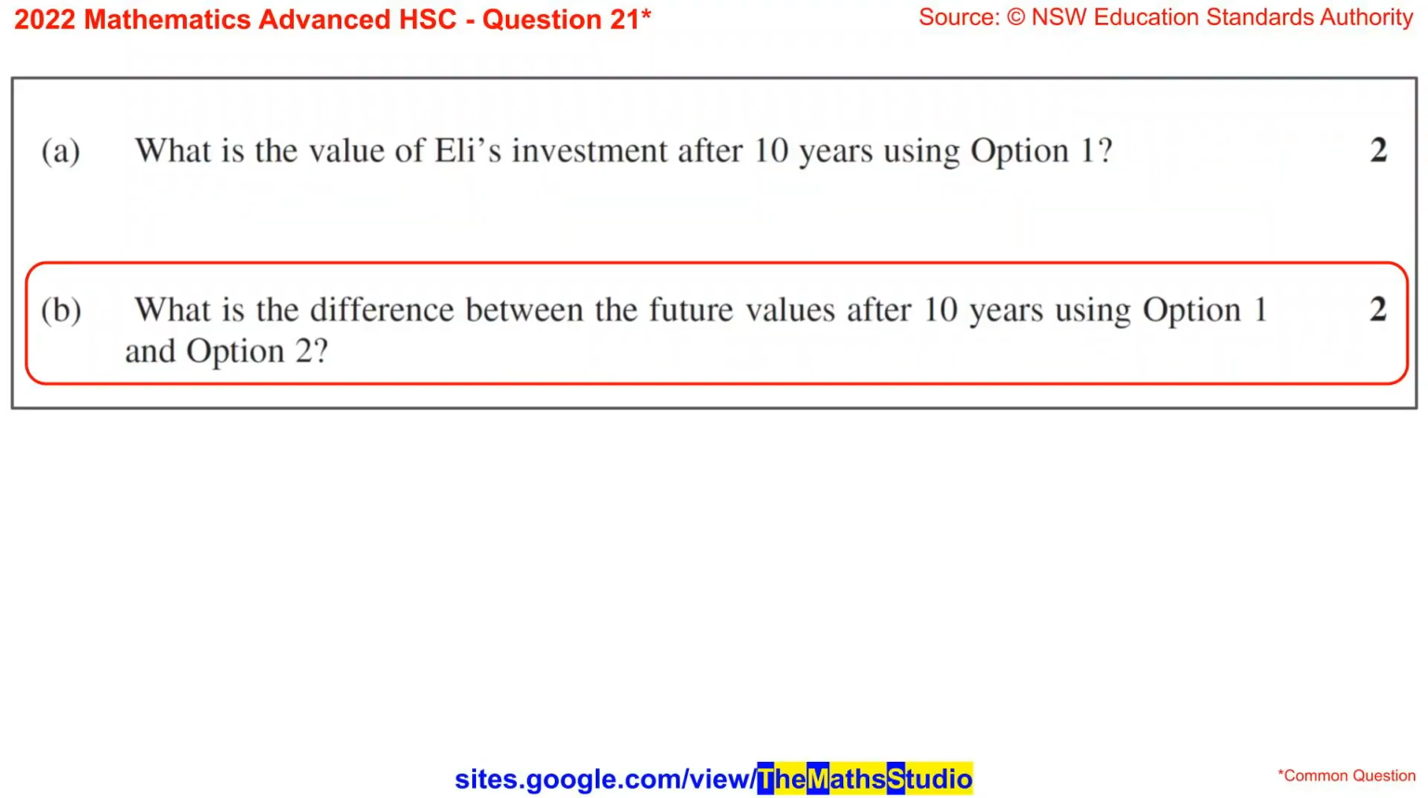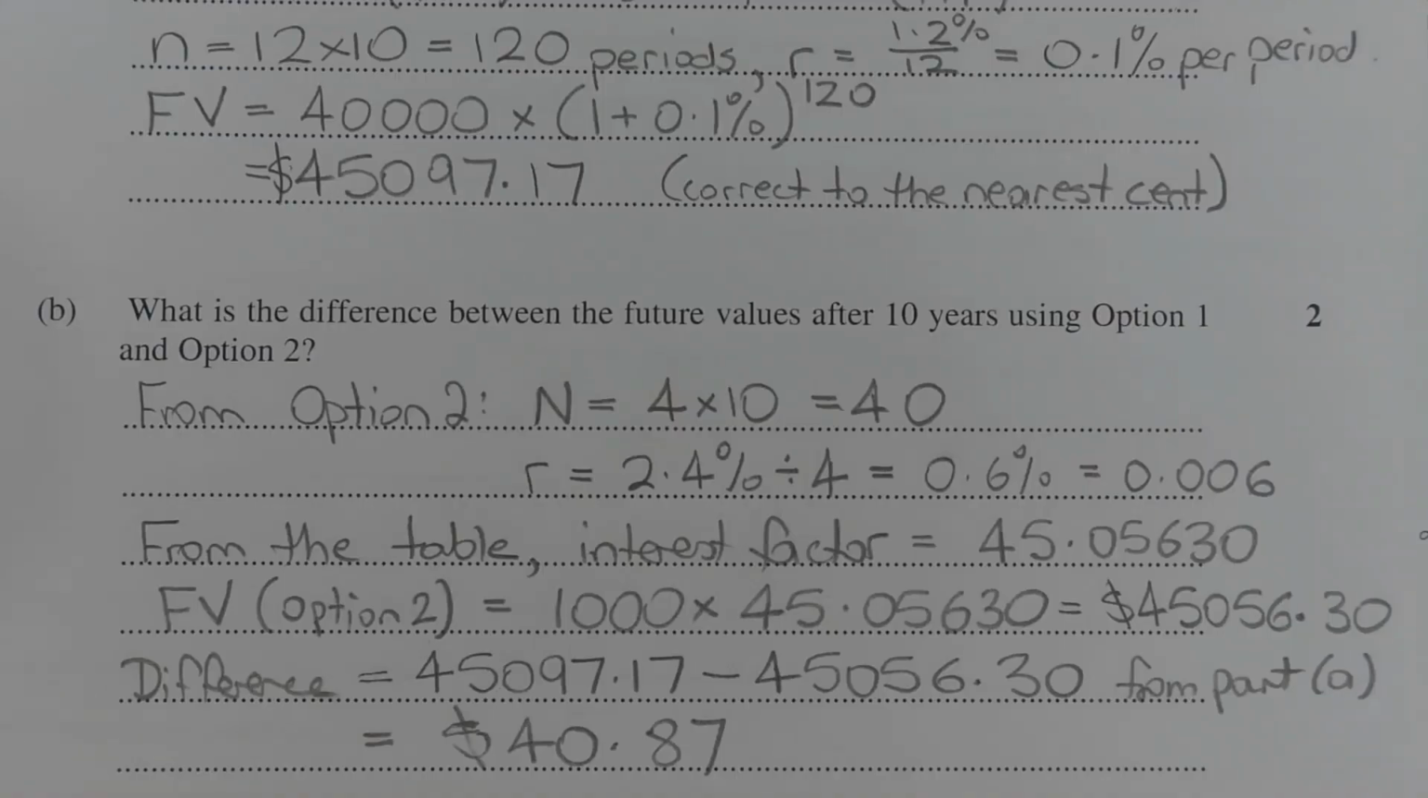Part B. What is the difference between the future values after 10 years using option 1 and option 2? Option 2 describes an annuity of $1,000 invested at the end of each quarter, earning interest of 2.4% per annum, compounded quarterly. Note that there are 4 quarters in a year, which means there are 4 compounding periods per year.